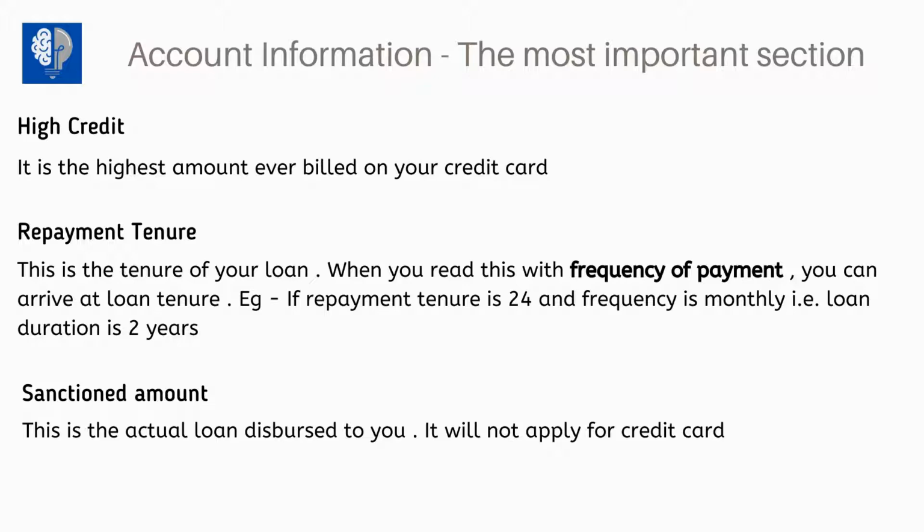Now next is sanction amount. Sanction amount is the actual loan disbursed to you. This will not apply for the credit card. So suppose you apply for a car loan and the bank, when you applied, has sanctioned suppose 5 lakhs, then that 5 lakhs is basically the sanction amount.